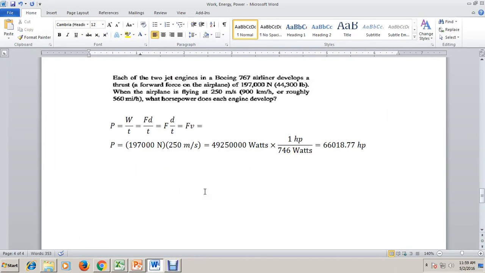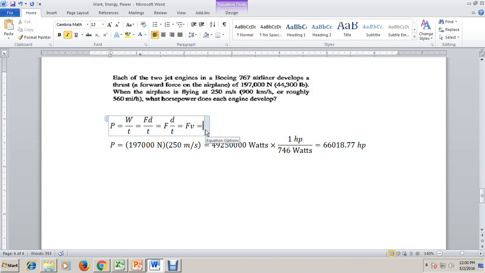Okay, so let's have this example. Each of the two jet engines in a Boeing 767 airliner develops a thrust, a forward force on the airplane, of 197,000 newtons when the airplane is flying at 250 meters per second. So what horsepower does each engine develop? Okay, so this is the transition for the formula presented earlier.